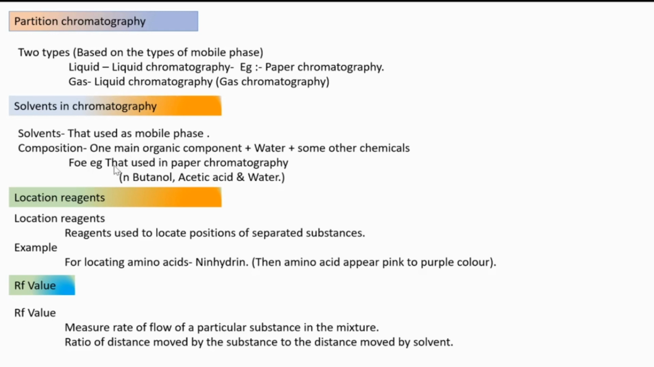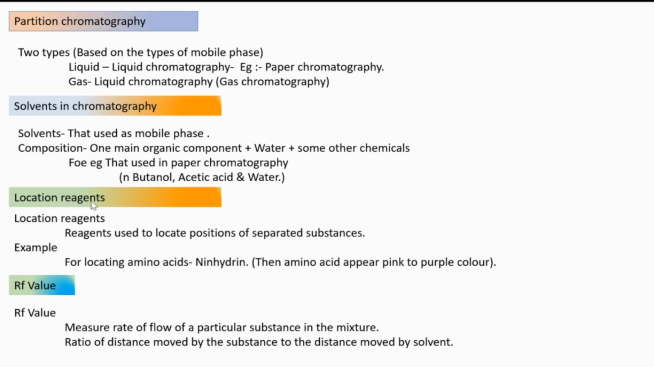Considering the example of paper chromatography, how are we preparing this mobile phase? It is a mixture of butanol, acetic acid, and water, in the ratio 4 to 1 to 1, I think. I leave it, anyway that's the composition. How we prepare that mobile phase, that solvent: there will be a main organic component, then a small amount of water and a small amount of some other chemicals.